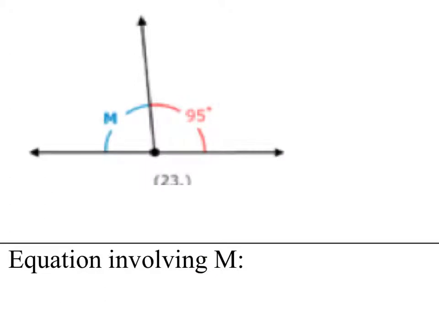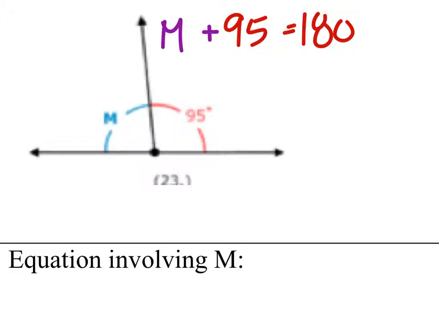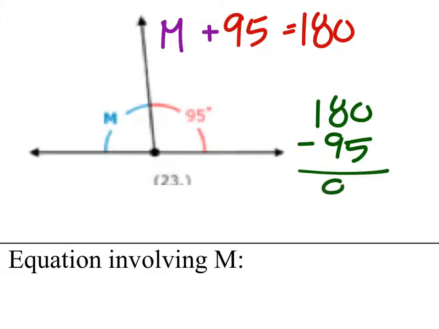All right, this one also wants an equation. And we can see that these two angles make up a straight line, so they should add up to 180. And that would be the same as taking the 95-degree angle and adding it to m degrees, which is just a variable or unknown. So to solve this, we're going to take the 180 and subtract 95, which would be 85 degrees. So this angle is 85 degrees. Bam.